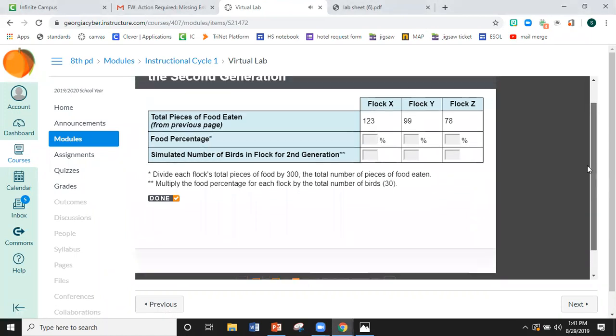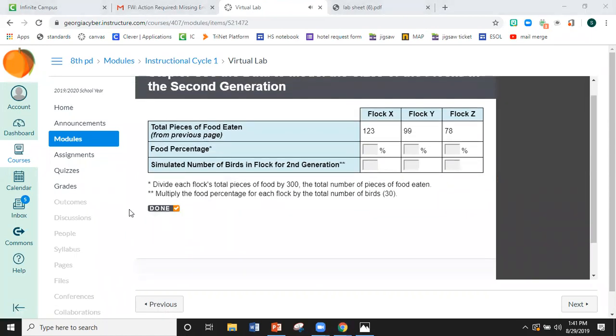Now you will use the data you collected to determine the sizes of the flocks in the second generation. The flock that ate the most will be the most successful at breeding, increasing in size. The flock that ate the least will shrink in size. You will use each flock's food percentage as its population percentage in the next generation. Here's how. First, compute the row of the table titled Percentage of Food Eaten. You may use a calculator and then check your computations by making sure that the total percentage is 100%. Then multiply each food percentage by the total number of birds, which is 30, and then round to the nearest whole number. Record in the last row of the table.